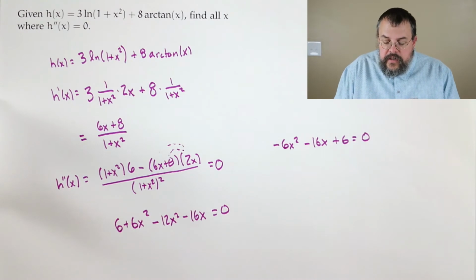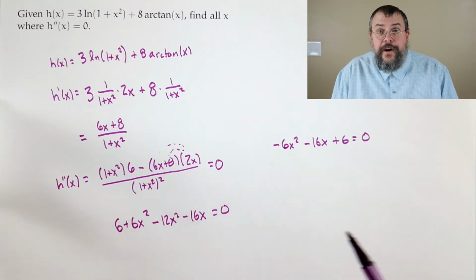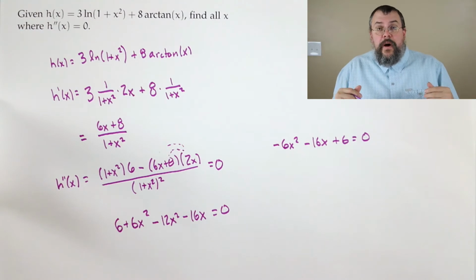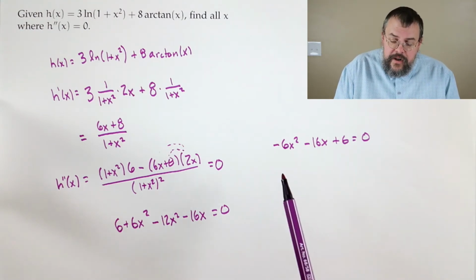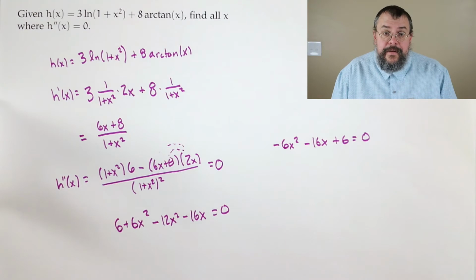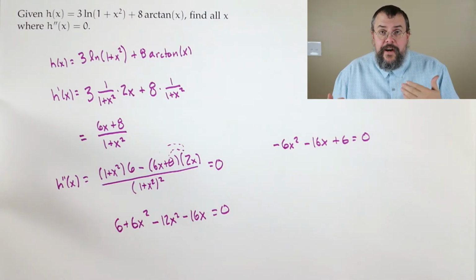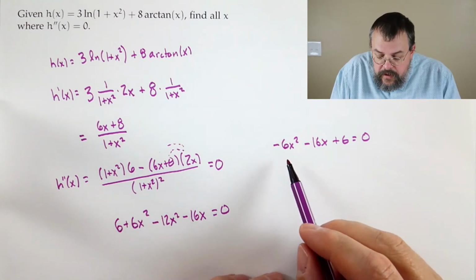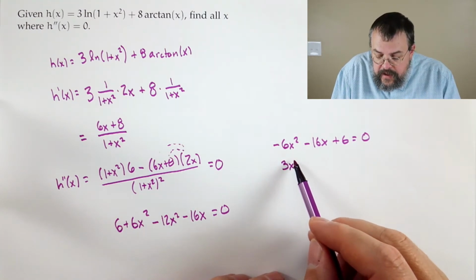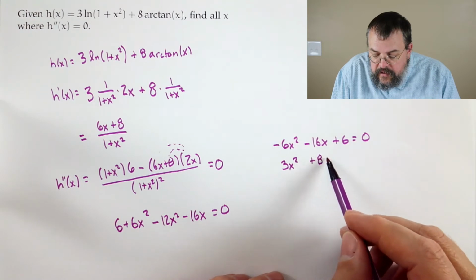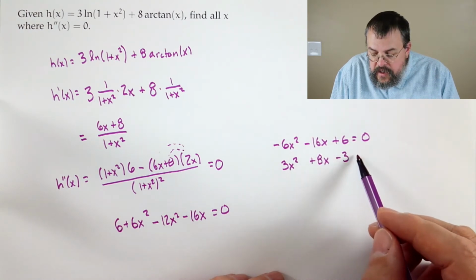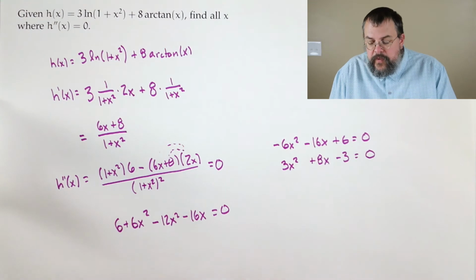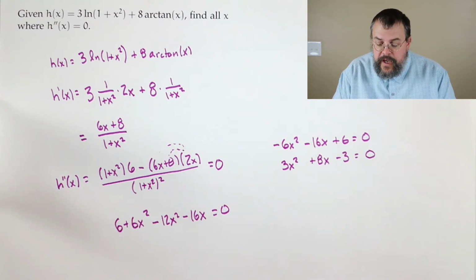Well, let's do a couple things. First off, they're all even numbers, so let's divide through by a 2. The other thing is that currently our leading coefficient is negative. Oftentimes it's easier for us, at least when we're trying to figure out how to do things, to make it positive. So I'm going to divide through by negative 2, which really means I'm going to flip all the signs. So we'll have 3x squared plus 8x minus 3 equals 0. All right, so good, we've made progress.